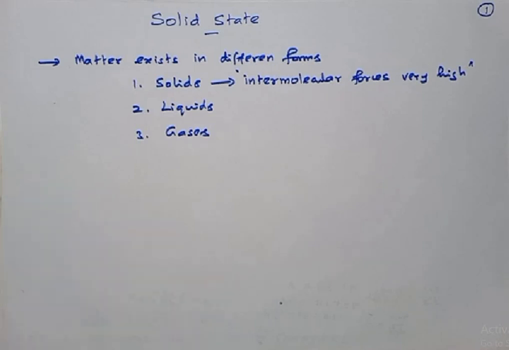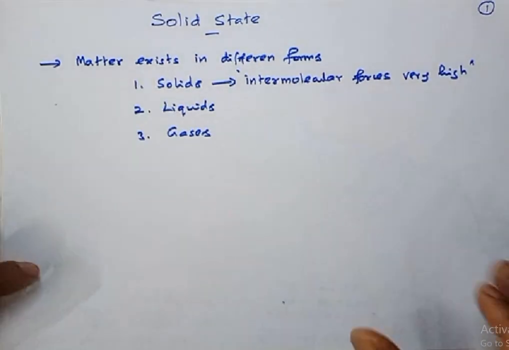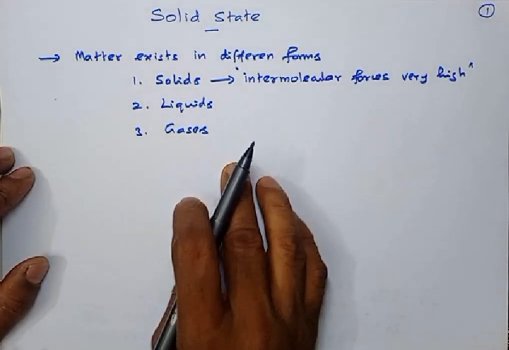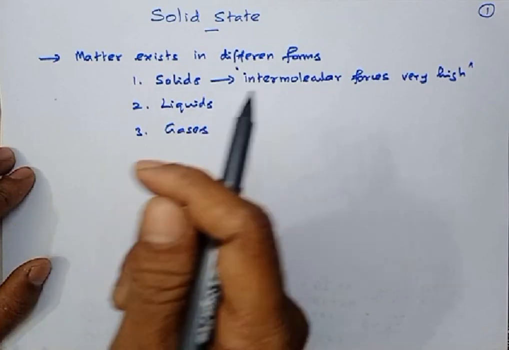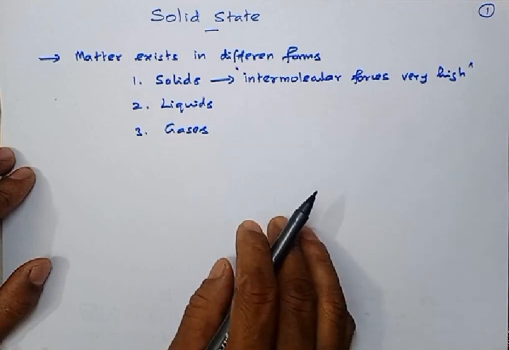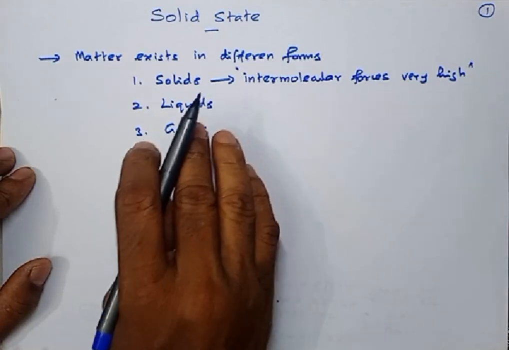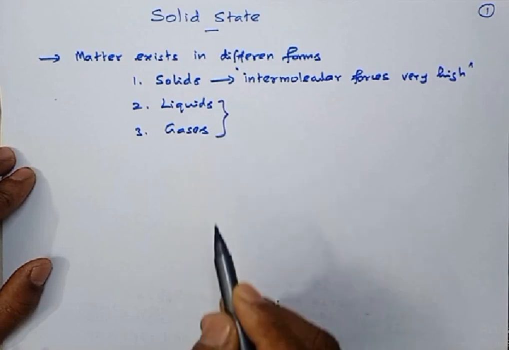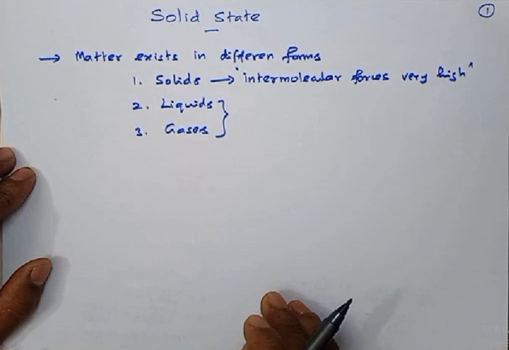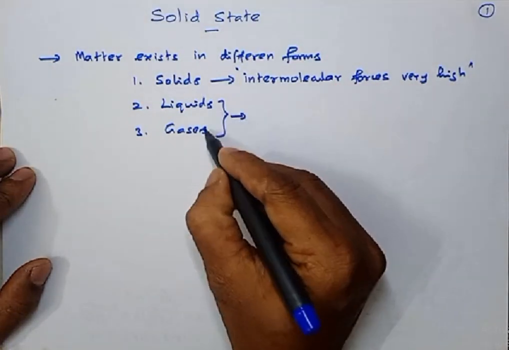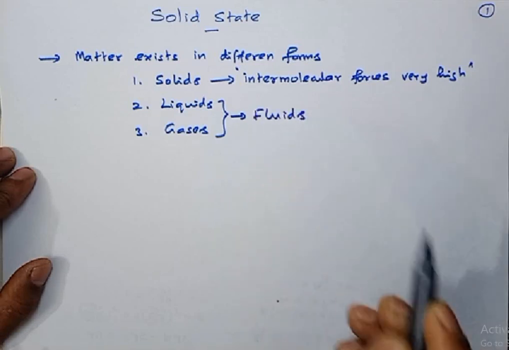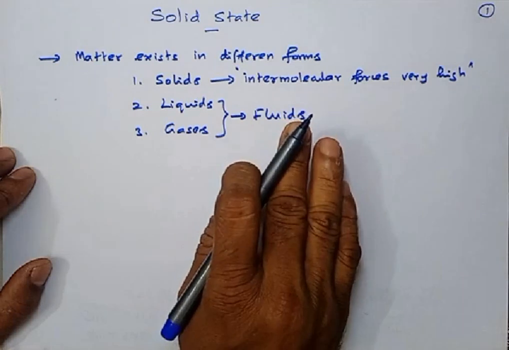The position never changes. Okay, whereas the other two states, liquids and gases, in these two states the particles, I'm using a common term here, particle may be atom or molecule or ions. Okay, so the particles in liquids and gases can move freely because intermolecular attraction is very less compared to this. Okay, and we combinedly call these two states, liquids and gases, in general as fluids. Liquids and gases are generally called fluids.